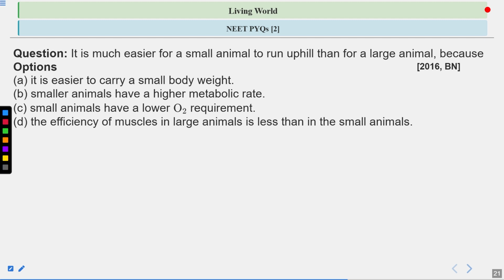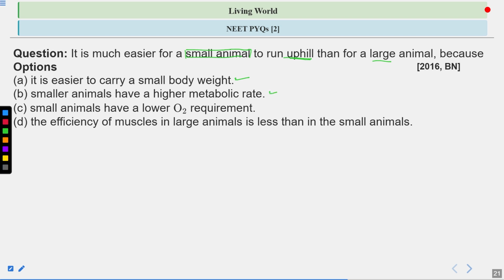It is much easier for a small animal to run uphill than a large animal because... So they are saying that a small sized animal can run uphill very easily as compared to a large sized animal. So this is because of what? What are the options here? Option A: it is easier to carry a small body weight. Option B: smaller animals have higher metabolic rate.